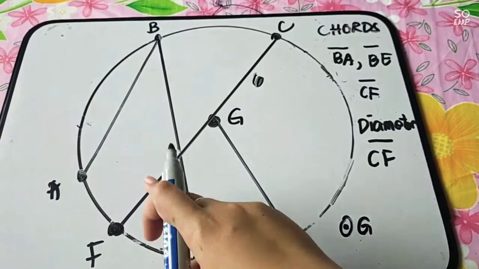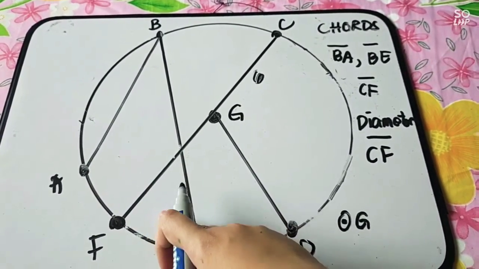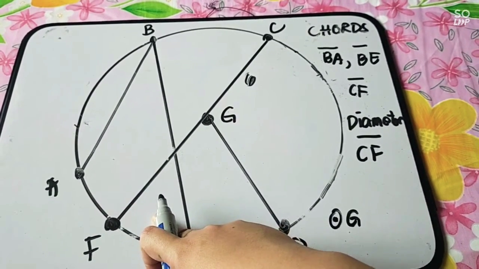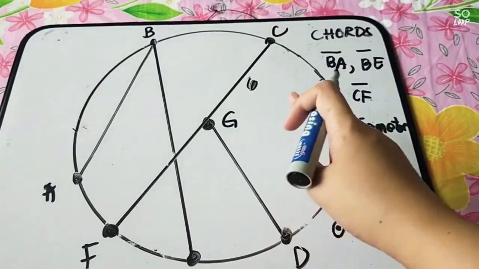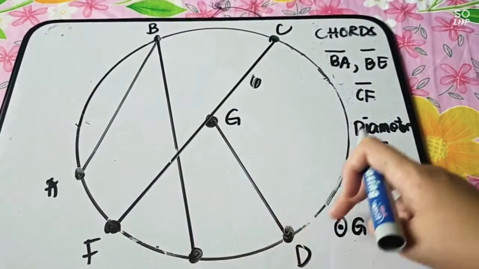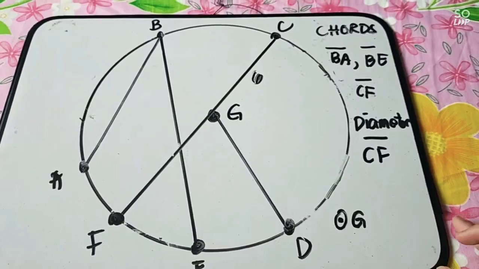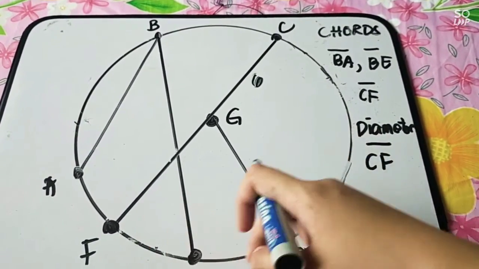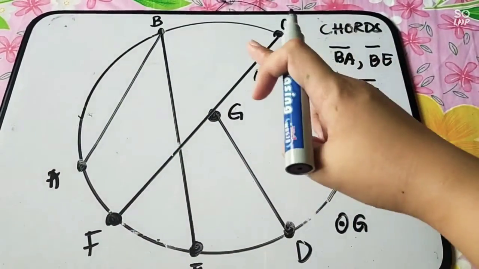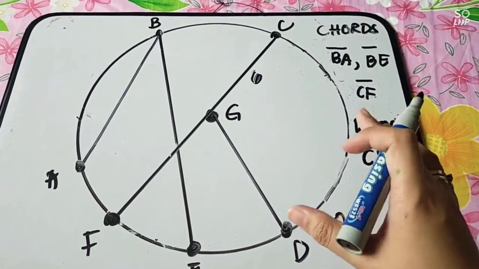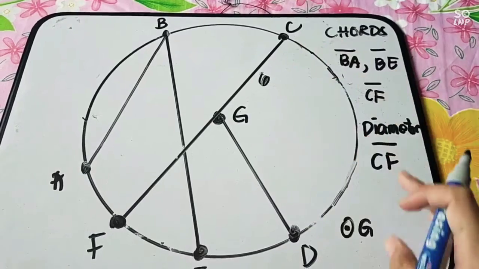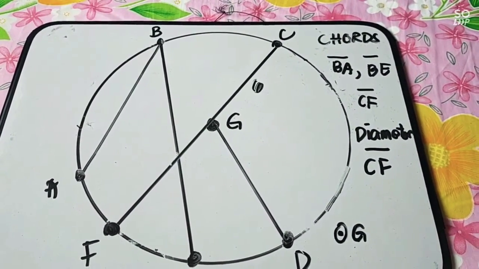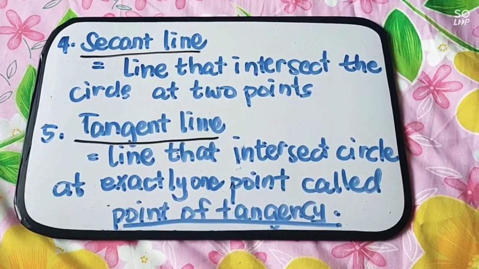At si radius ay kalahati or half of the diameter. Is it clear? And then guys, si diameter po ay kalahati ni circle. Tandaan po na si circle is equal to 360 degrees. And the half of the circle is we have 180. Is it clear? Okay, let's move. Let's have the next part.